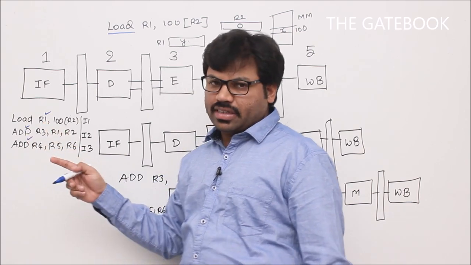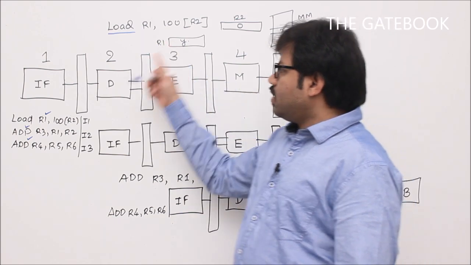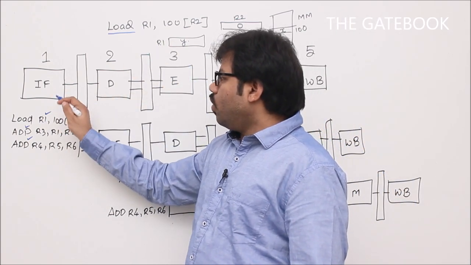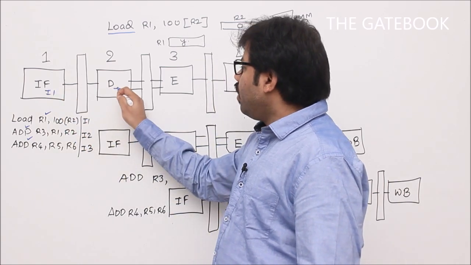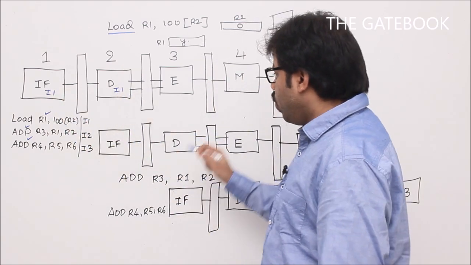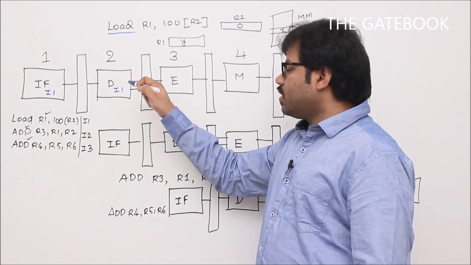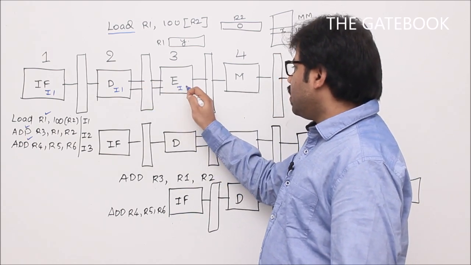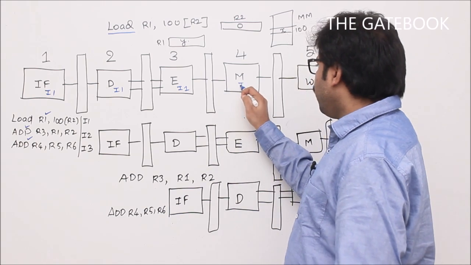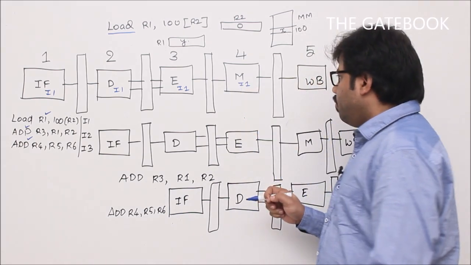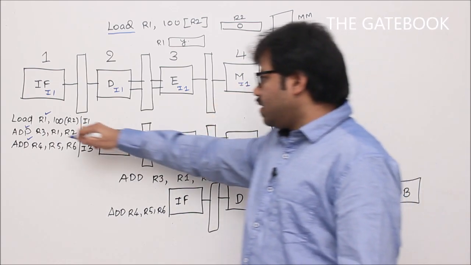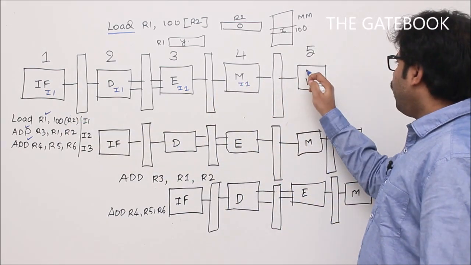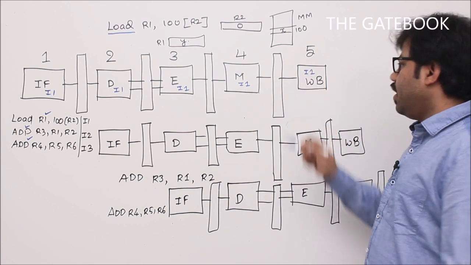Now see what happens. If you see the load instruction's execution, let us say the load instruction is I1. I1 will be fetched here. I1 will be decoded in the second clock cycle. I am only looking at instruction 1's execution. Instruction 1 will be executed in the third stage. Of course, in instruction 1 there is a memory access that will be done here, and after that write back of instruction 1 will be done.